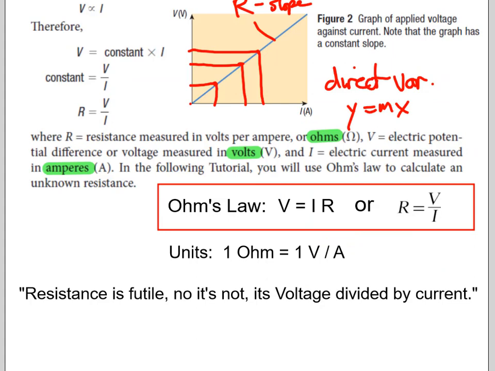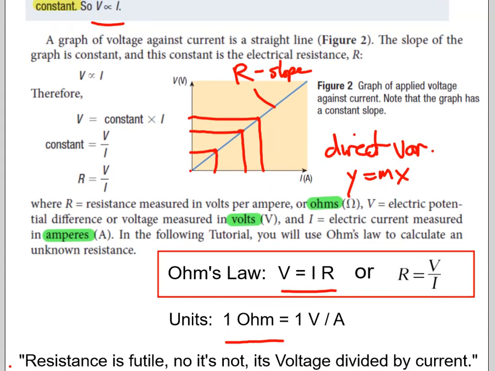Now, all of that put together creates something called Ohm's law, and this is the last piece we really need. V equals IR, or you could rearrange it: resistance equals voltage over current. Resistance is measured in ohms. It's 1 volt per amp. And if you have any sort of nerdliness, you'll understand this quote: "Resistance is futile." No, it's not. It's voltage divided by current. Okay, so let's throw one last piece on here.